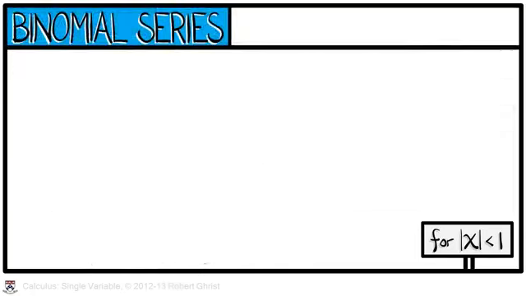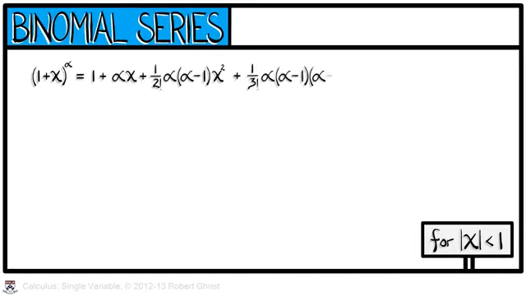There is one last series that will be very helpful to us. This is the binomial series. It is the Taylor series for 1 plus x to the alpha, where alpha is a constant. This series is 1 plus alpha x plus 1 over 2 factorial times alpha times alpha minus 1 times x squared. Well, there are a lot of other terms here.